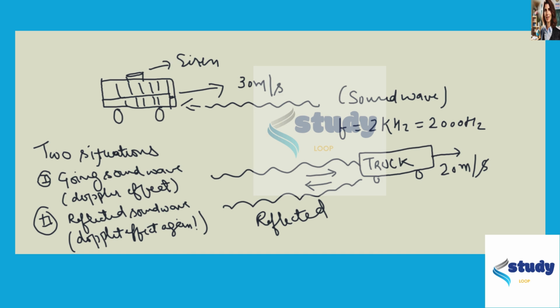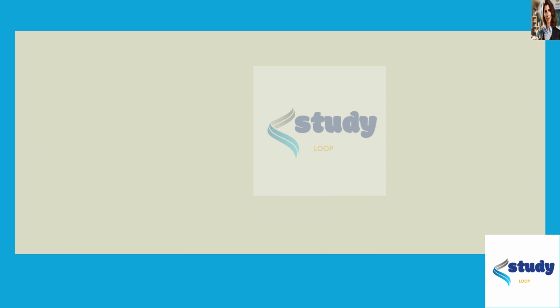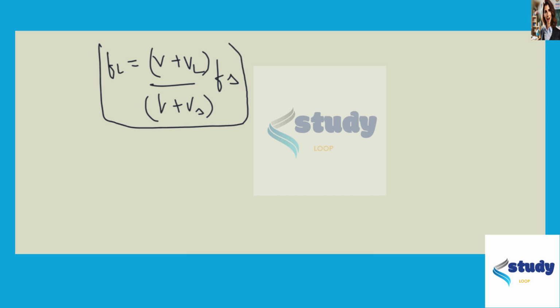Now when it comes back, the reflected one, the source is moving at 20 meter per second, and the listener is moving at 30 meter per second. So the situation is quite complex, but we can solve this. Let's start. Let's find out the FL first. FL equals V plus VL over V plus VS. This is our main Doppler effect formula. We will use this formula again and again for both situations.